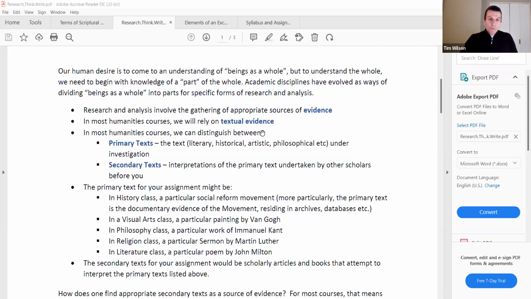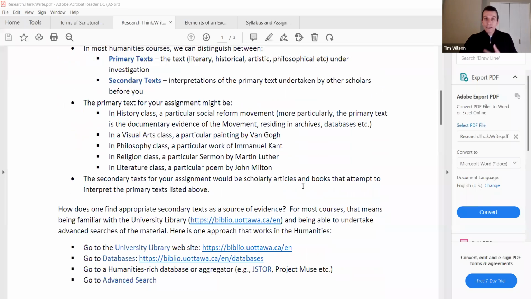So I have some examples of what a primary text could be. Maybe in history class, it's a social reform movement you're studying, and the primary text that you're assessing might be documentary evidence you've unearthed from archives or databases behind that social movement. And then in visual arts class, maybe it's a painting by Van Gogh. In philosophy class, maybe it's a particular work by Kant. In religion class or theology class, maybe it's a sermon by Martin Luther. And then in literature class, maybe it's a poem by John Milton, or in your case, maybe it's a play by William Shakespeare, right? So that's your primary text.